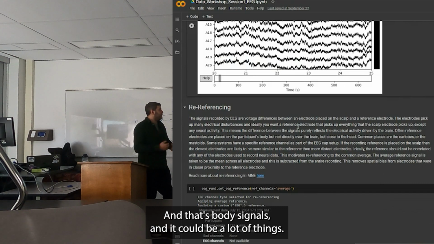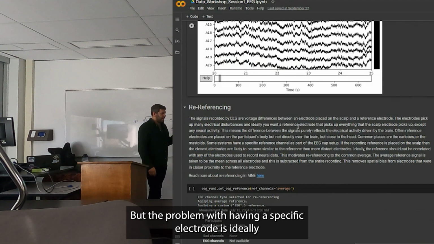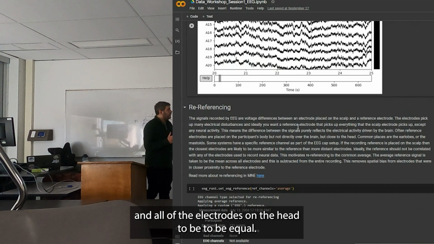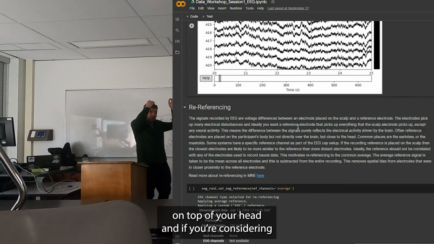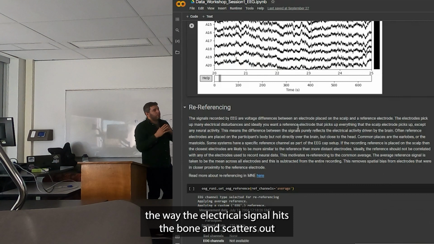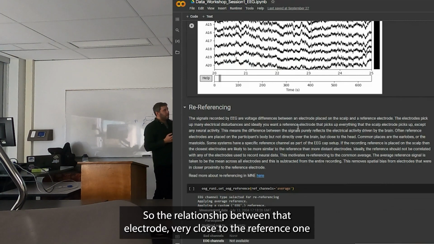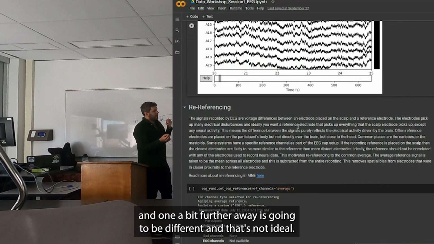Whether that's body signatures, there could be a lot of things. But the problem with having a specific electrode is that ideally you want the relationship between that reference electrode and all of the electrodes on the head to be equal. But because of different proximities, if you have the reference electrode on the top of your head and you consider another electrode very close to it, we know that the electric signal hits the bone and scatters out, and there's a lot of spatial correlation between different locations on the brain. So the relationship between an electrode very close to the reference and one a bit further away is going to be different, and that's not ideal.